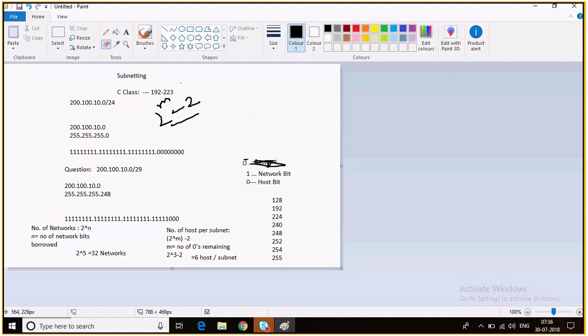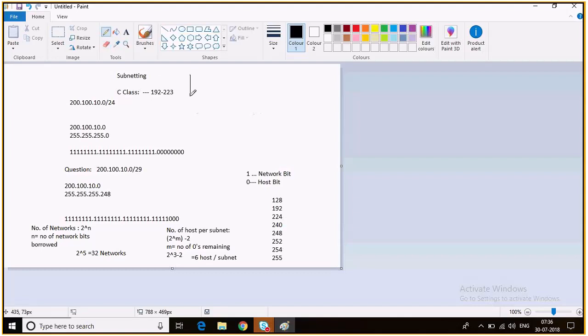So the next question is, if I have 32 networks, I want to find the network addresses of all the networks. If I had one network, the network address was 200.100.10.0/24. When I have 32 networks, I'll have 32 network addresses, because every network will have a separate network address.